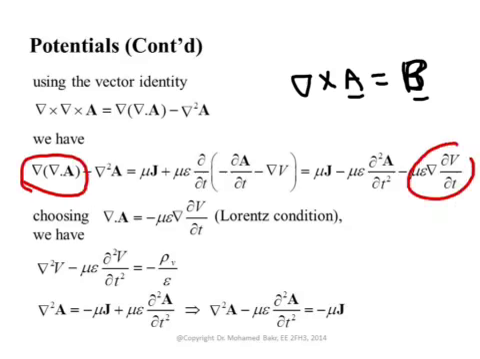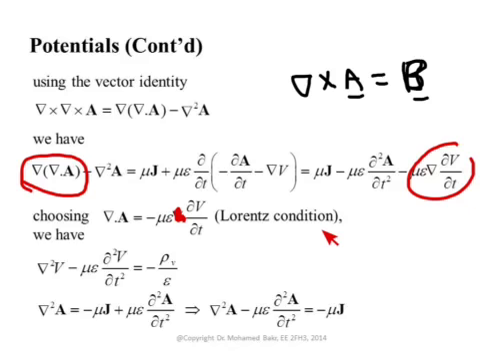So I will impose the condition that the divergence of A is equal to minus mu epsilon partial V partial t. Of course, there is no gradient in this part. This is a typo. So we impose the condition that the gradient of the divergence of A is equal to minus mu epsilon multiplied by the gradient of partial V partial t, or that the divergence of A is equal to minus mu epsilon partial V partial t.